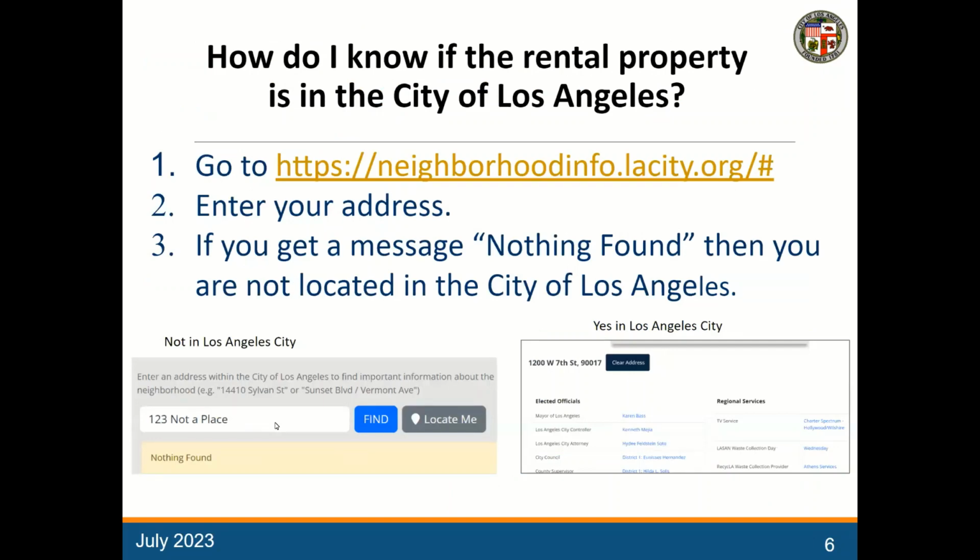You can also go to neighborhoodinfo.lacity.org. Once again, neighborhoodinfo.lacity.org, and enter your address. If you get a message that says nothing is found, such as the one shown on the bottom left-hand side of your screen, then that means that address is not in the city. If you do get results, such as the ones on the bottom right side of your screen, that means the property is in the city. The results will give you information such as the mayor's name, the city controller's name, the city attorney, the city council district. Those are all indications and all information related to the city of LA.